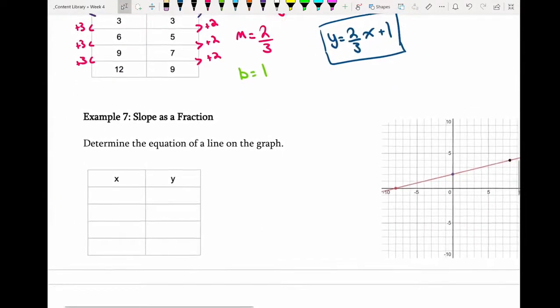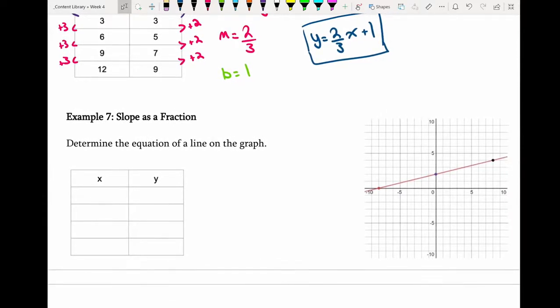Example 7, slope as a fraction. Here I'm given a table and a graph. So from my graph, I'm going to plug in my points. I've already been given some nice points where they cross the grid lines, so I'm going to use those. First one is -8 and 0, then 0 and 2, and 8 and 4.